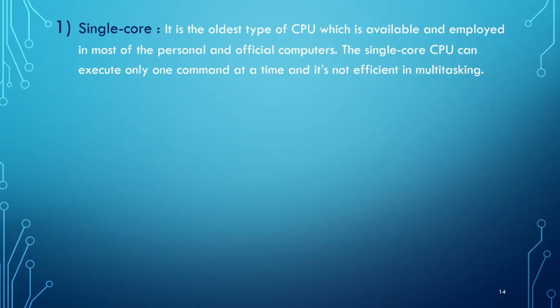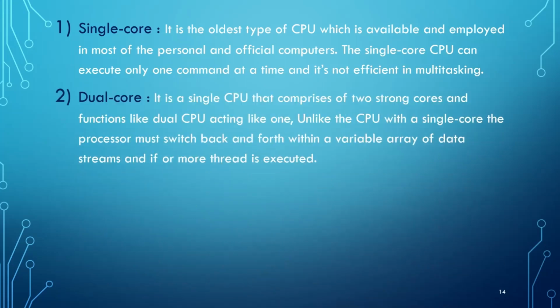It is the oldest type of CPU which is available and employed in most of the personal and official computers. The single core CPU can execute only one command at a time and it's not efficient in multitasking. Then we have the dual core. It is a single CPU that comprises two strong cores and functions like dual CPU acting like one.